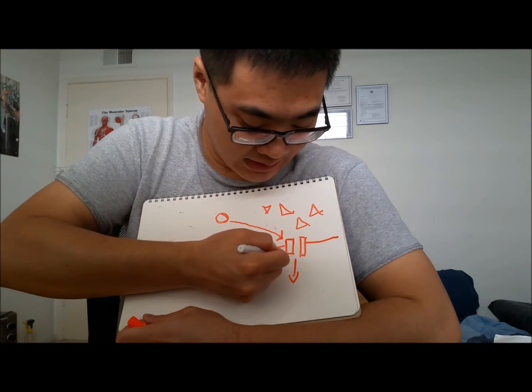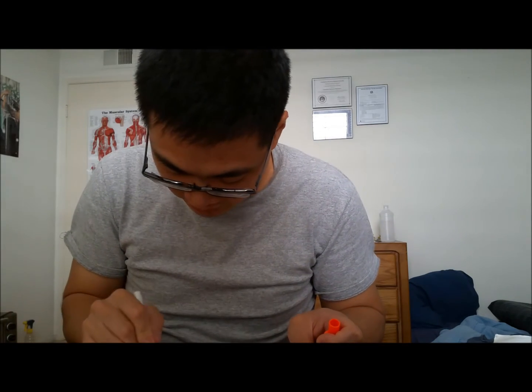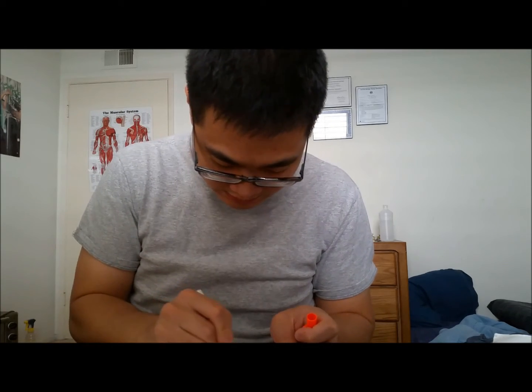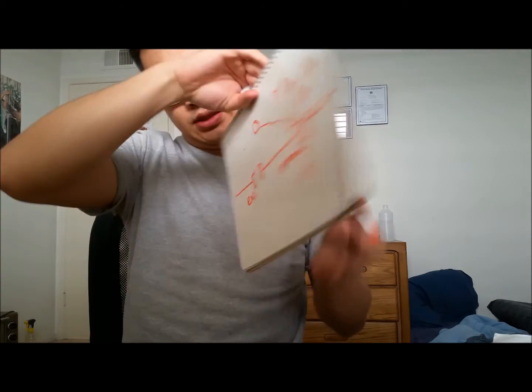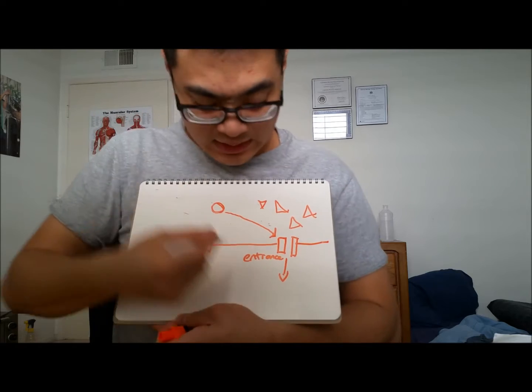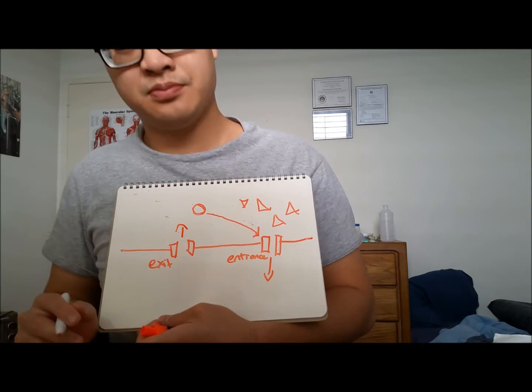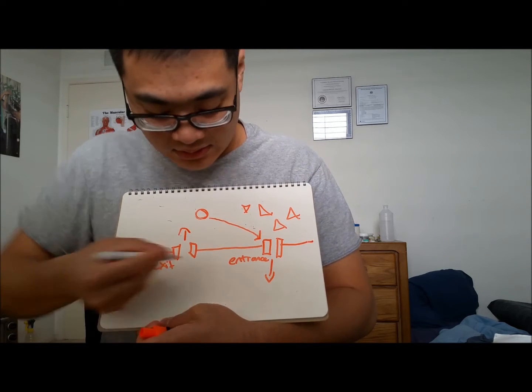So let's say that this is the entrance. Let me go ahead and write this down for you. Here's the entrance, and here's the exit. So here's the entrance, and here's the exit for them to get out, for little triangles to get out.